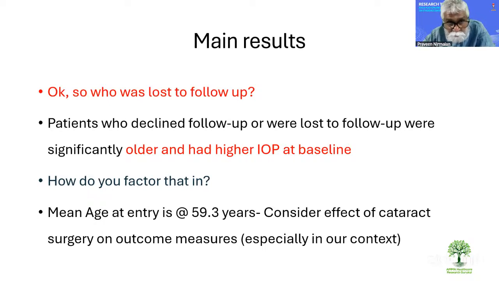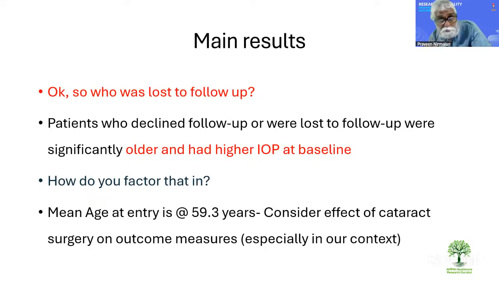So let's say a 14 years baseline, 70, 74 years. You're expecting a lot of cataract surgery to have occurred in the interim. How would that impact on the results or the endpoints that we are measuring, or that they measured as part of the trial? So you need to consider that.